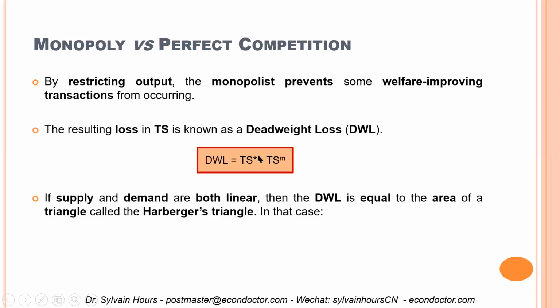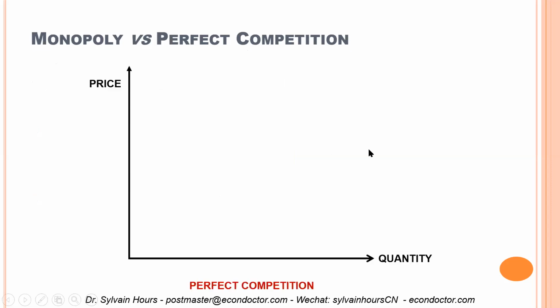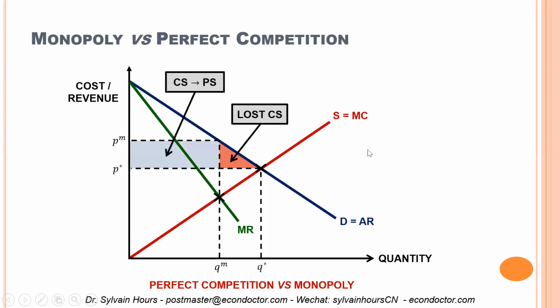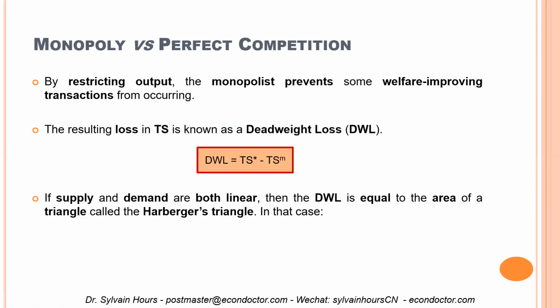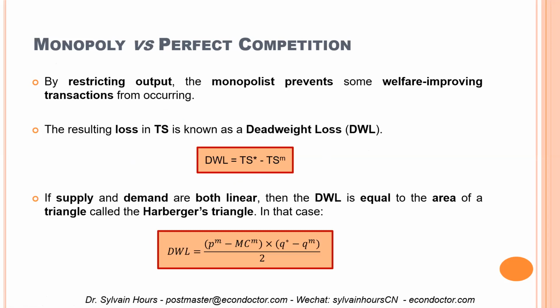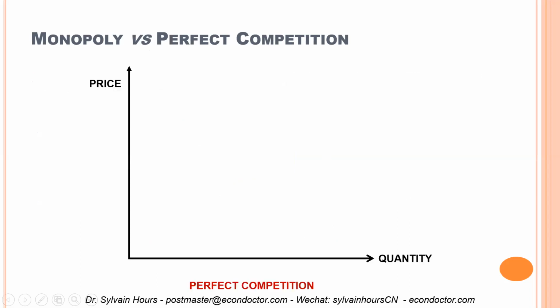And if you assume that demand and supply are linear, they are represented by straight lines, then you see that your deadweight loss is a triangle. This area is a triangle that we call the Harberger triangle. I don't really know how to pronounce that. It sounds German. The Harberger triangle. And if you are given some figures about the price, the marginal cost, and the quantities in monopoly and perfect competition, then you would be able to calculate the size of this deadweight loss. Good.